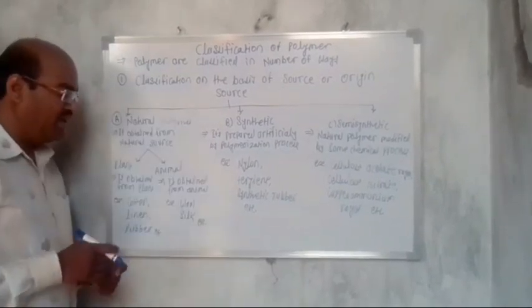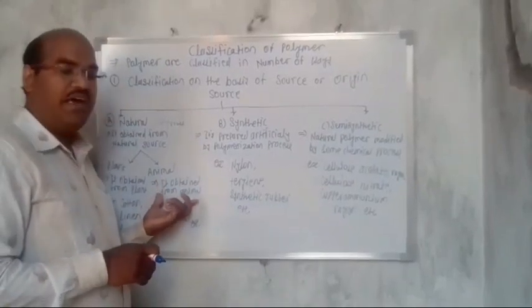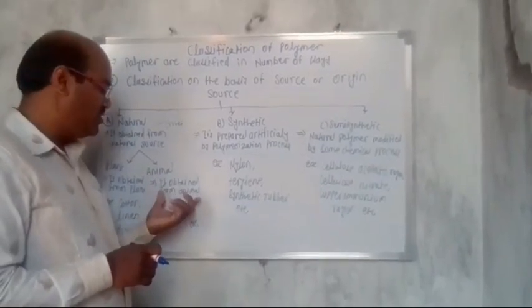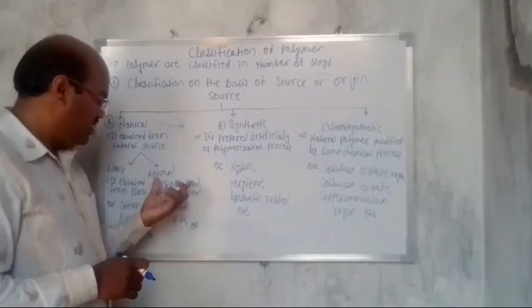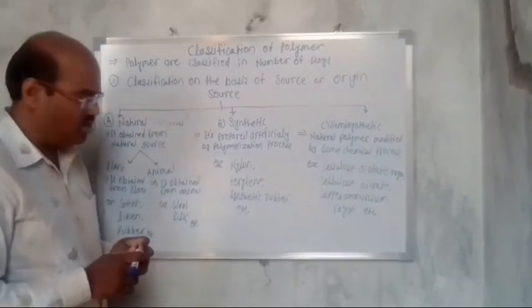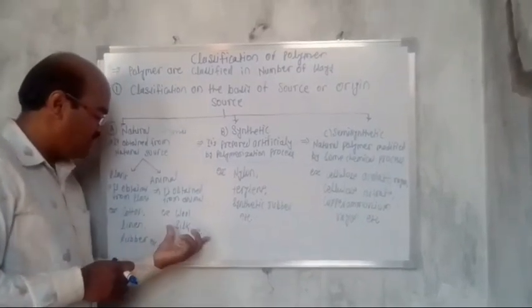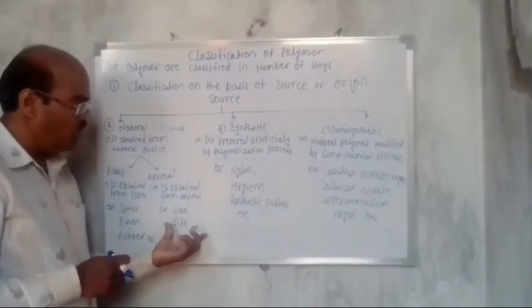Then the second example, the animal polymer. It is obtained from animals. Examples are wool and silk. We know very well about wool and silk, we are using these. So these are the sources of animal polymer.